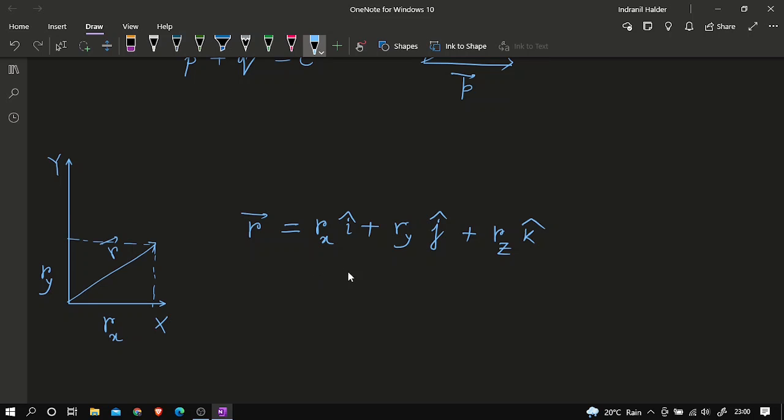Just if we have the proper components along the axis, then we can construct the vector and we can represent it accordingly. Okay, that's it for this video.